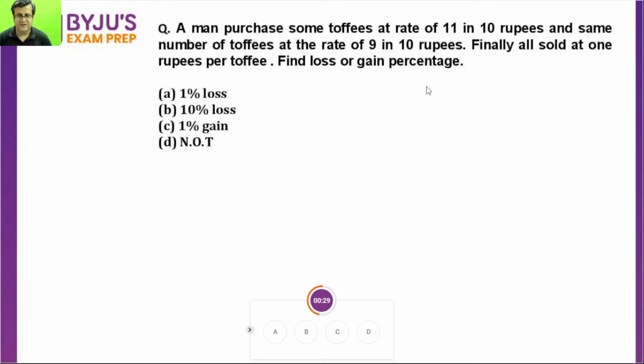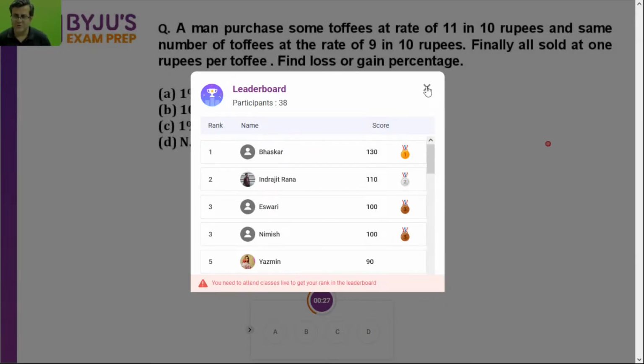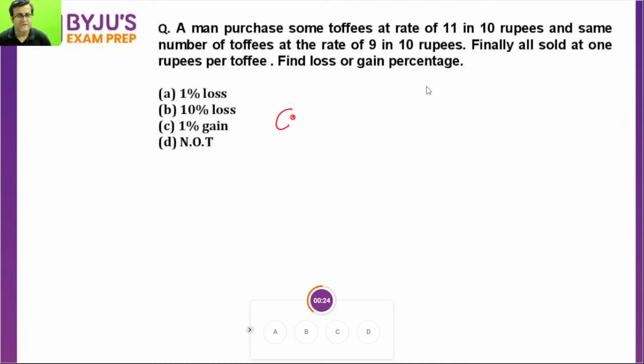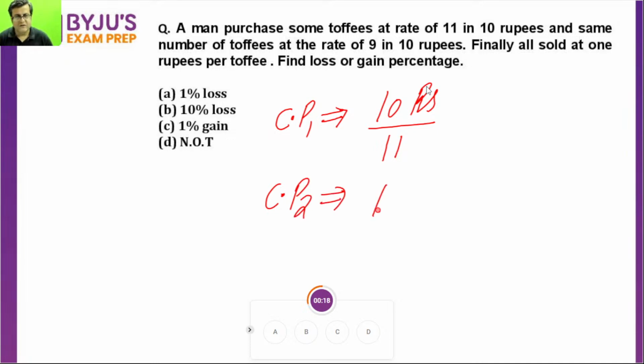A option is right, okay, but maximum students are not able to do it. So I need to explain. What about cost? First, he purchased 2 times. First time he purchased 10 rupees, 11 articles. Second case, 10 rupees, 9 articles.